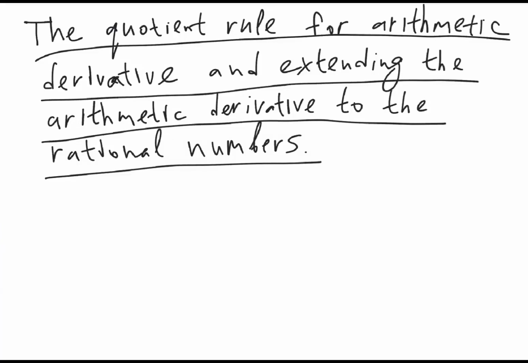Okay, in this video I'm going to talk about the quotient rule for the arithmetic derivative and extending the arithmetic derivative to the rational numbers. So recall that the arithmetic derivative is a function from natural numbers to natural numbers that is defined by two properties.